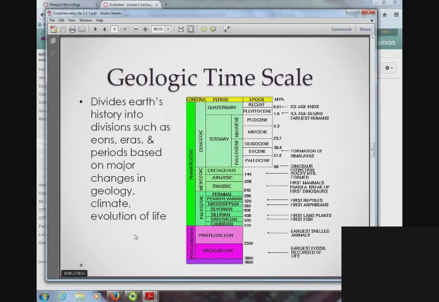We can look at the geological timescale. This divides the Earth's history into divisions such as eons, eras, and periods based on major changes in the geology, the climate, and the evolution of life. So you can see here we've got the eons and then the different eras within them, the periods, the epochs, and then we have events that started to happen in there.